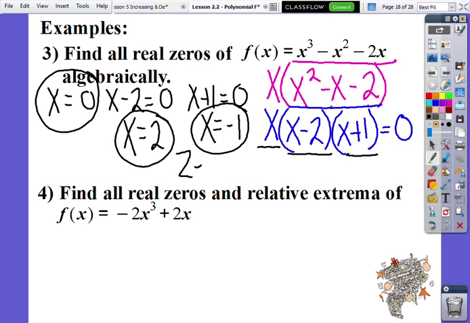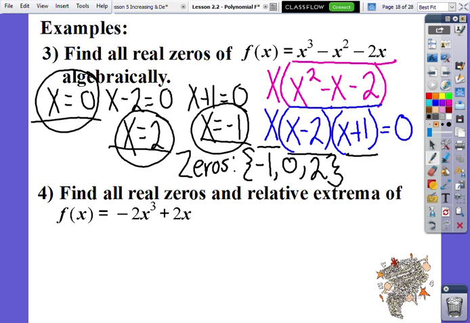I may list them and say my zeros are negative 1, 0, and 2, if I want to put them in numerical order. Okay, so I can list them that way. Or I can just say x equals 0, x equals 2, and x equals negative 1. All right, let's look at number 4.